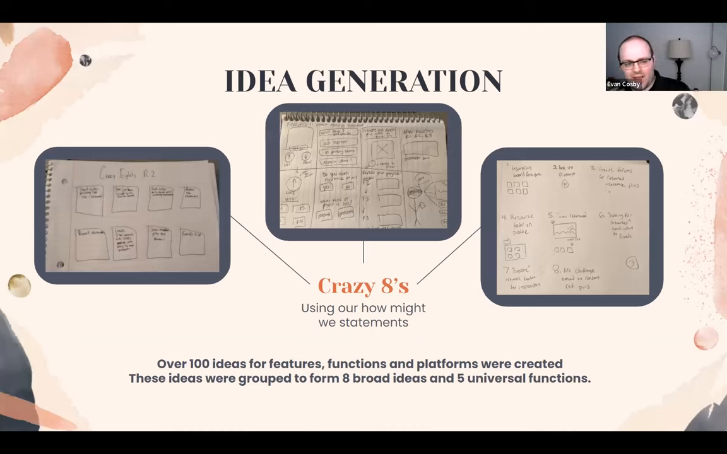So when the time came to doing idea generation, we went through a lot of the methods and figured out which ones we wanted to use. And based on the circumstances of having limited time to work on ideation, we determined that Crazy Eights would be the best method for us. And Crazy Eights, it's not too crazy. The concept of the process is pretty simple.